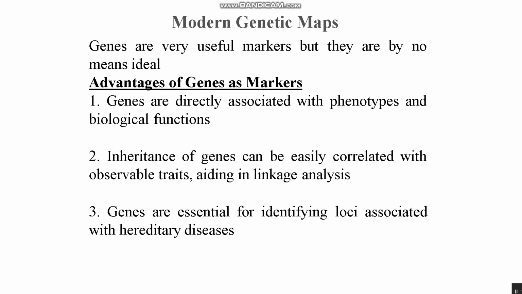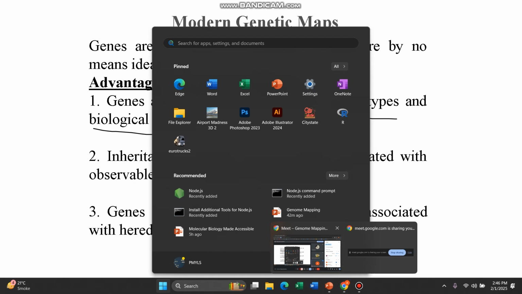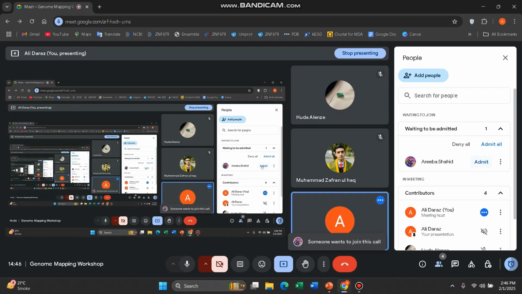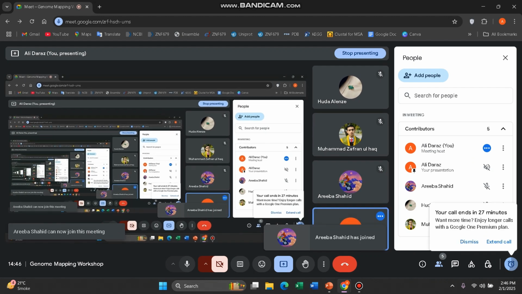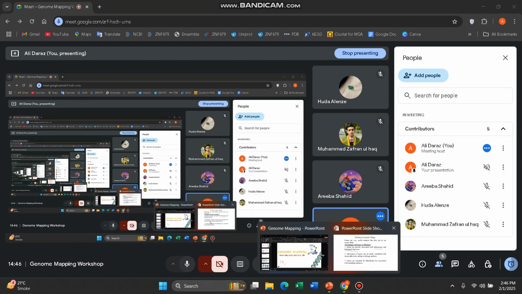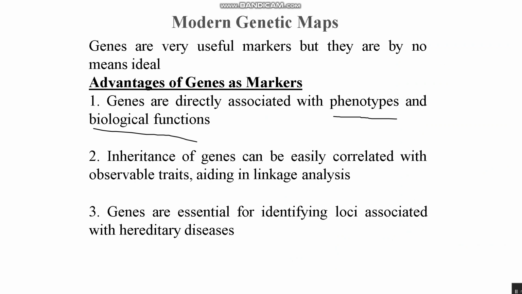The advantage of gene markers is that genes are directly associated with the phenotypes and biological functions. If there is a gene, it's transcribed into RNA.